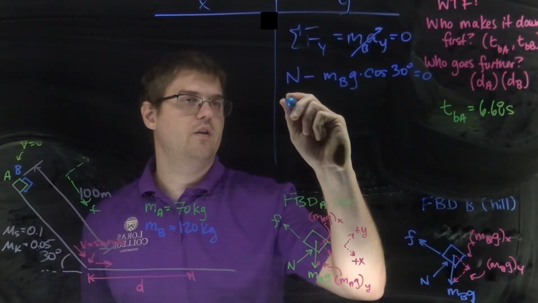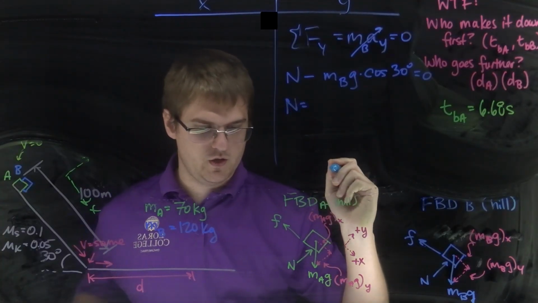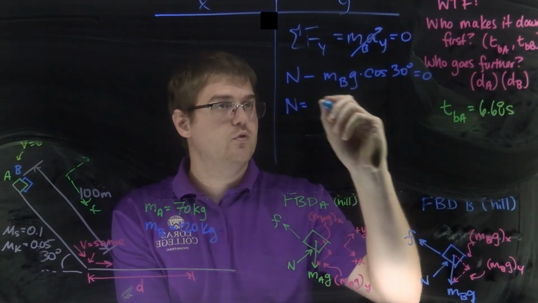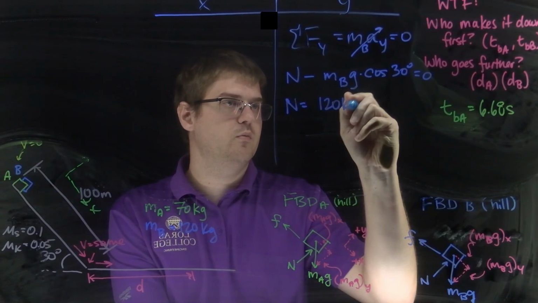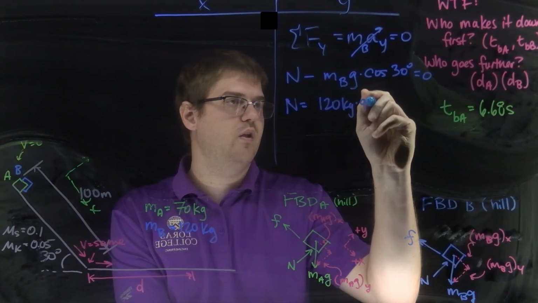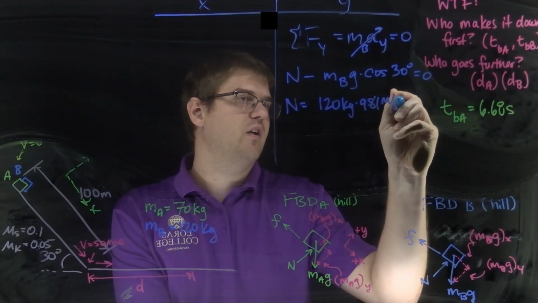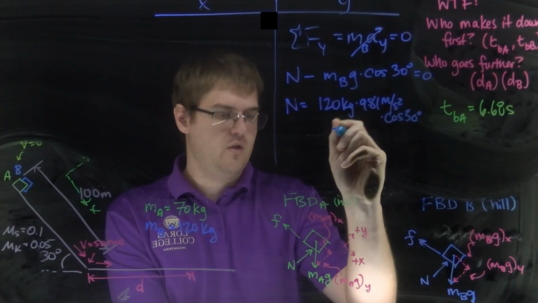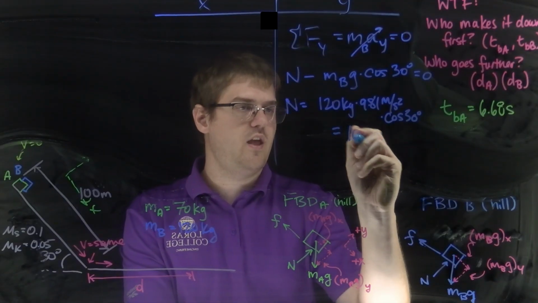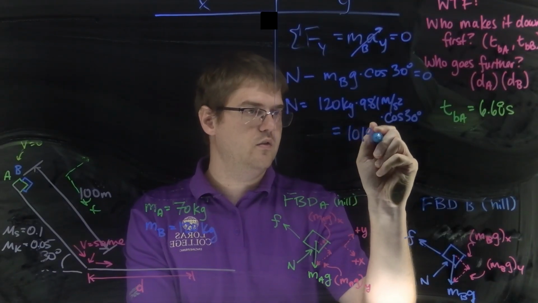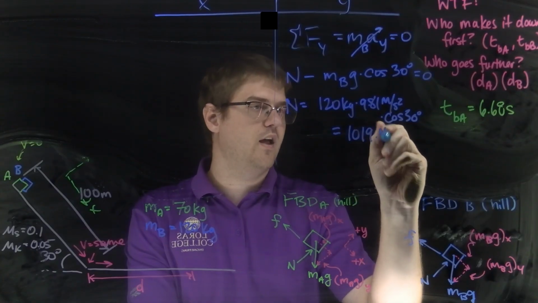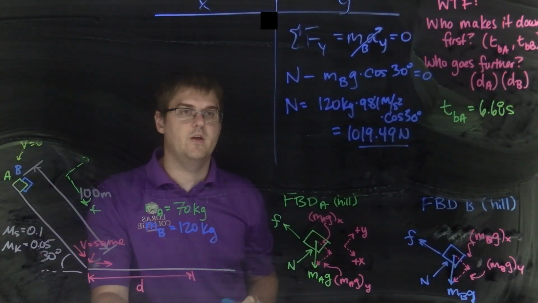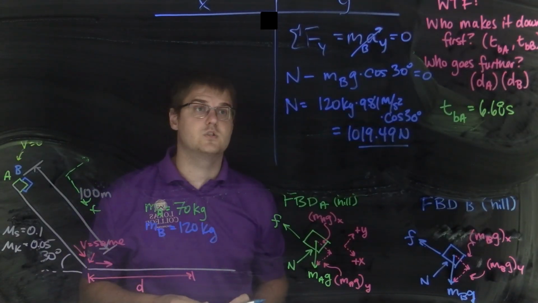I plug all this in and I solve for my normal force. My normal force is going to be equal to 120 kilograms times 9.81 meters per second squared times the cosine of 30 degrees. And that number comes out to 1019.49 newtons. Simple enough. That's exactly the same as I did on the other one, just change the numbers.